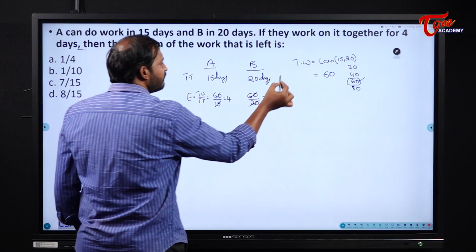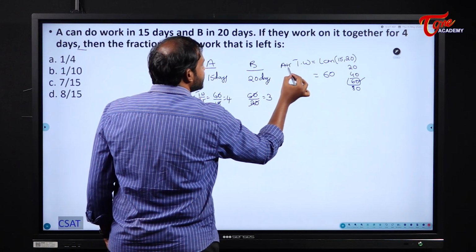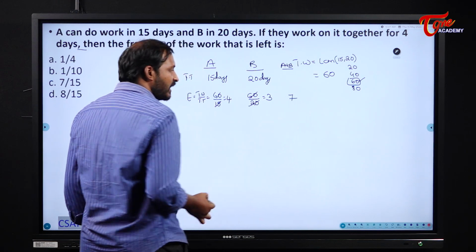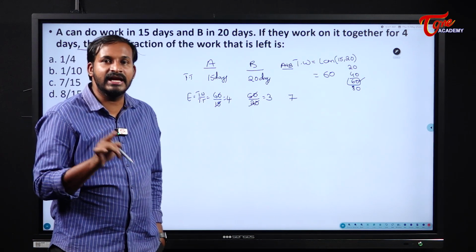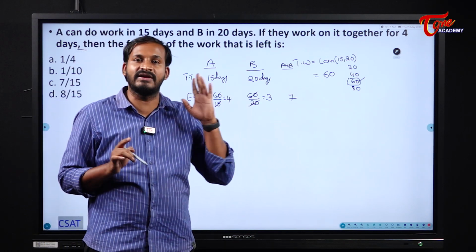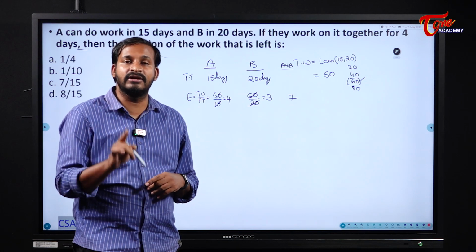4 days. So before that, first of all, what is their combined efficiency? A and B together efficiency is how much? 4 plus 3, it is 7. That means in one day, A and B together can do how much work? In one day, A and B together can do 7 work.